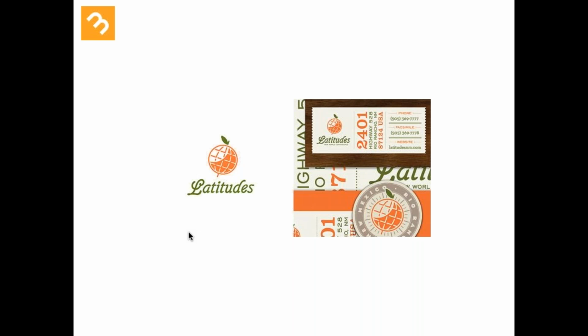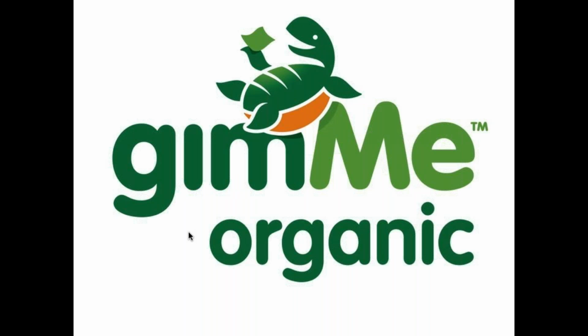Latitudes. So what's the image? An orange and the globe, right? Combined. Again, combining two images to create something of interest. The type has some relationship to it. It's kind of at an angle, similar to the angle of the globe, so it functions really well as an icon logo lockup.